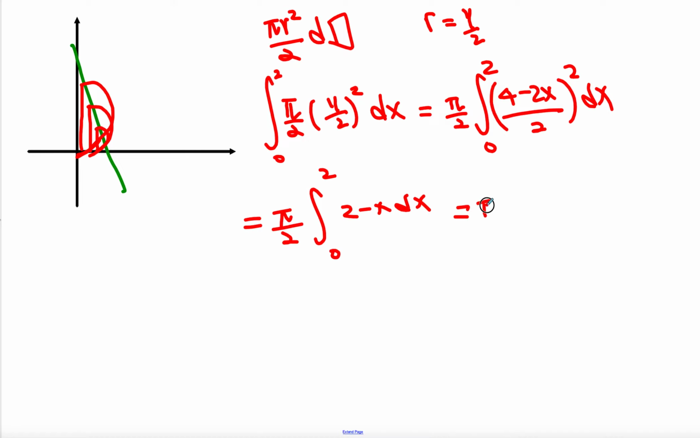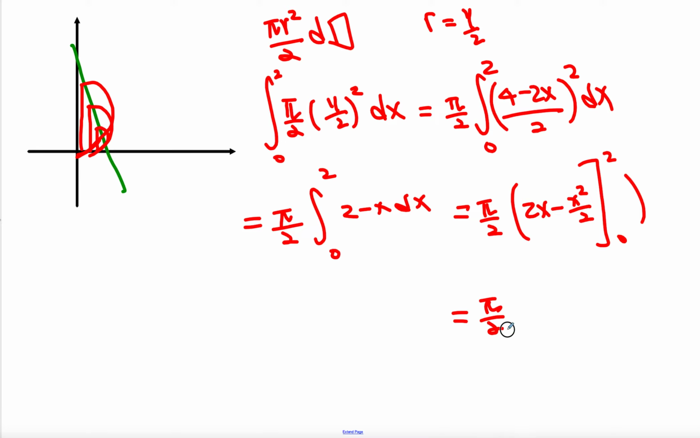And we can easily do this one. So we get pi over 2 times (2x minus x squared over 2), from 0 through 2. Of course, when you plug in 0, nothing will come out. But when you plug in 2, this one is what? 4. And then this one is 2. So 4 minus 2 becomes what? 2. So pi over 2 times 2, which gives us pi itself.